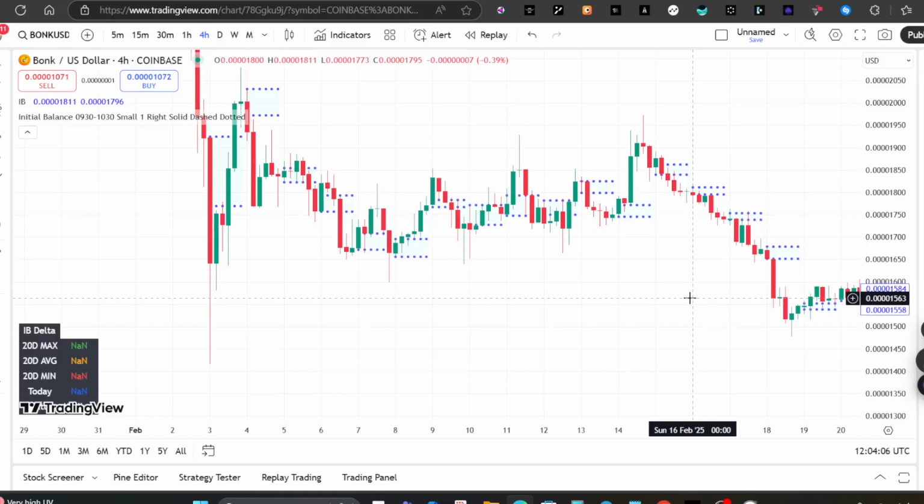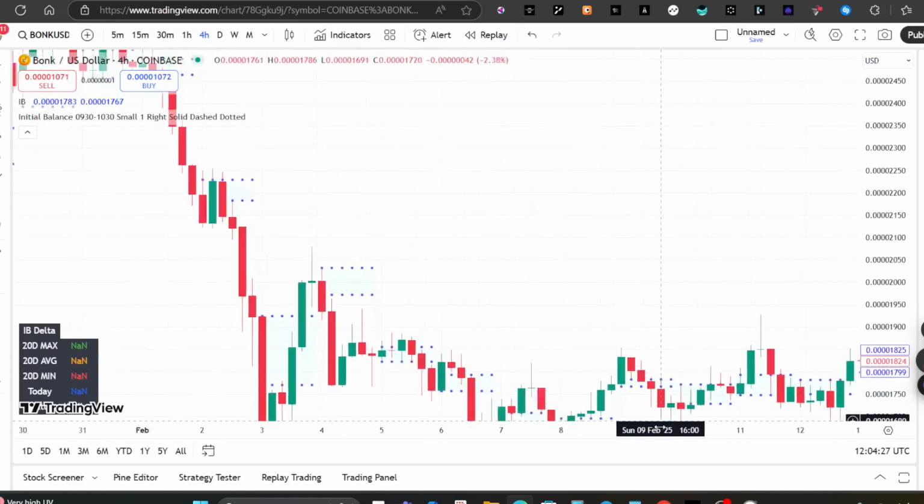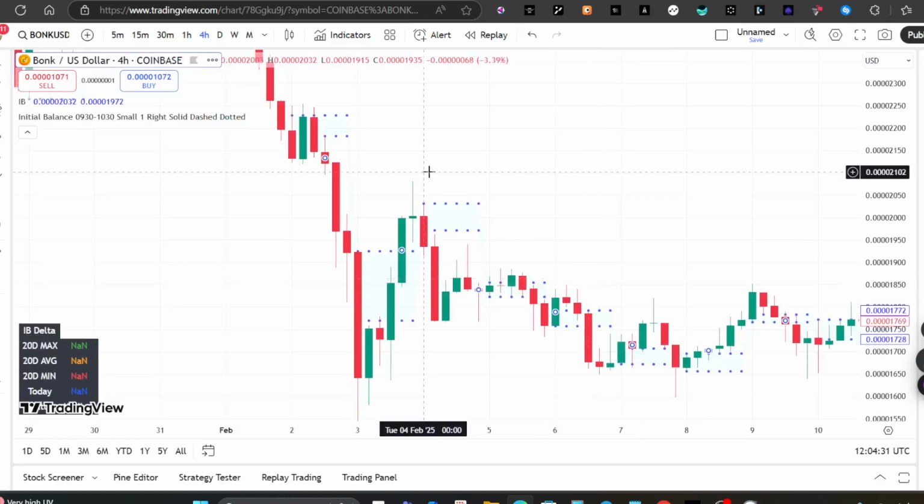The IB is significant because it sets the tone for the rest of the session. It helps traders determine if the market will trend, stay range bound, or potentially break out. So, understanding these dynamics can give you an edge when planning your trades. Now, the initial balance indicator marks the high and low of this range on your charts.